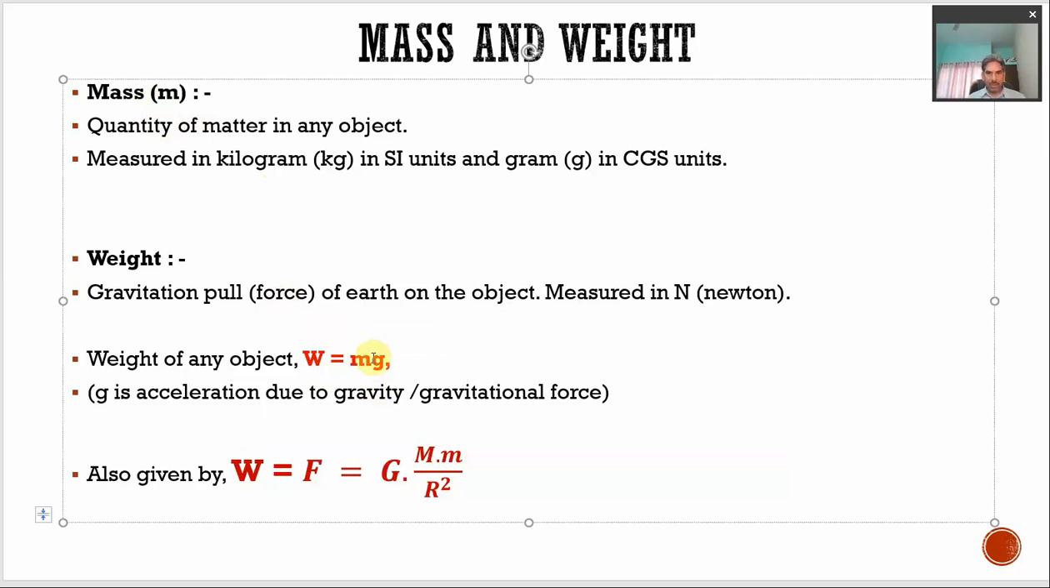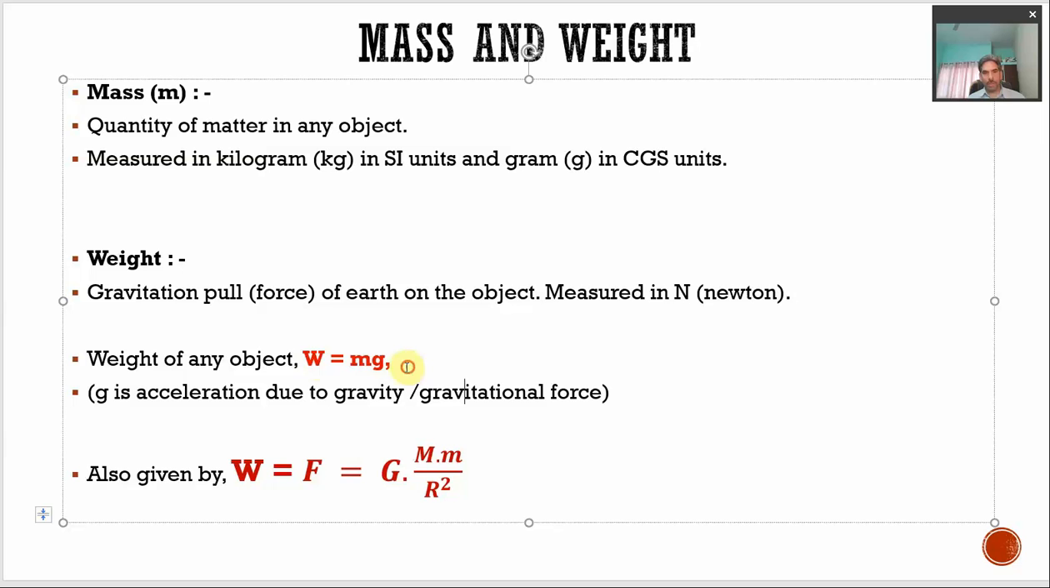So mass into g, where this small g is nothing but the acceleration due to gravity, or the gravitational force of the earth, because the gravitational force of the earth is acting on the object. This gravitational force is pulling each and every object towards itself. So every object faces acceleration towards the earth. That's why this small g is the symbol for the acceleration caused by the gravitational force of the earth, and that's why it is called acceleration due to gravity.